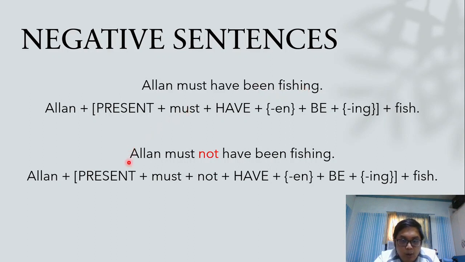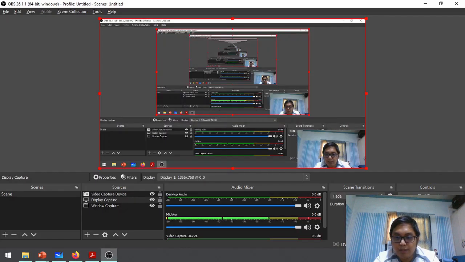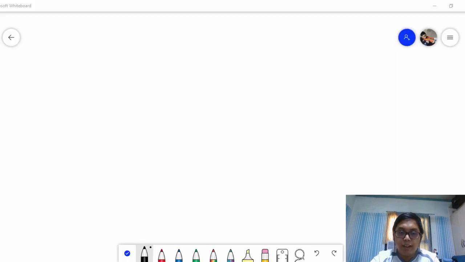And so, this is how we create the underlying structures and prepare for how we make these, especially during examinations. Now, let's try to make the trees of this one, shall we? Let's try the sentence from earlier, Alan must have been fishing. We will now present the negative transformed sentence: Alan must not have been fishing.